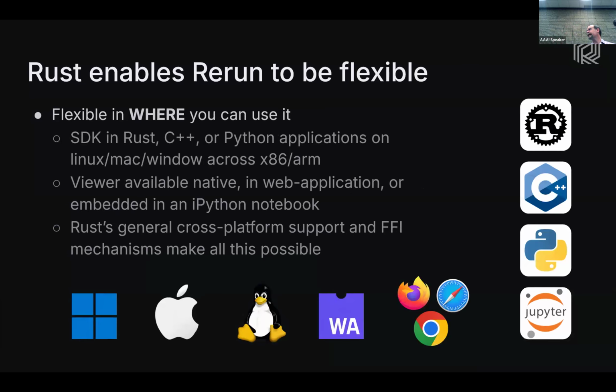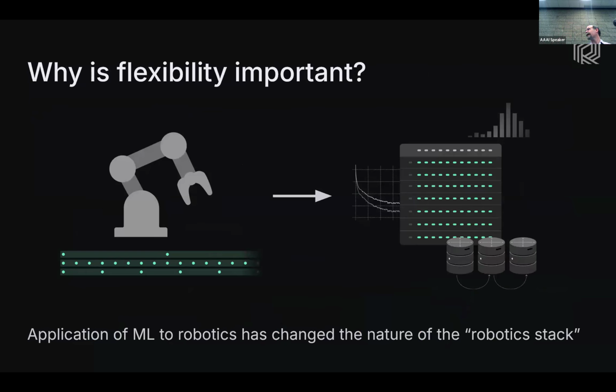And then Rust enables Rerun to be flexible in terms of where and how you can use it, right? So we have an SDK in Rust, C++, and Python, running on Linux, Mac, Windows, x86, ARM, all of these different contexts. The viewer is available both native and in a web application context, or embedded in an IPython notebook. And so it's the general Rust story of write something once, run it everywhere, which really opens up this opportunity to have a single maintainable code base that you're using all over the place in this complex stack.